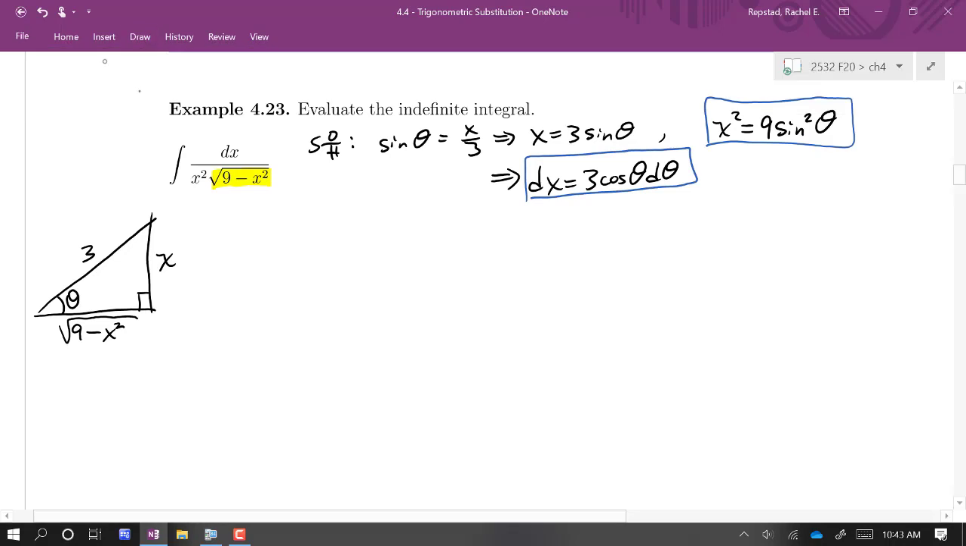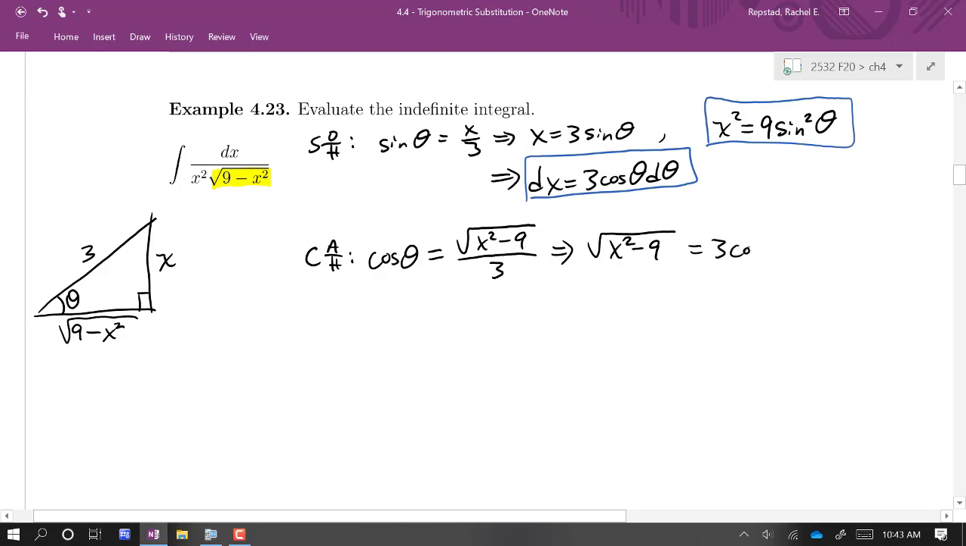Now I'm going to get a substitution for the radical itself, and to do that I'm going to use the cosine part. I'm using the cosine part because that'll get me an expression for the radical and the constant, and that'll be a lot easier than having an expression with the radical and x. So the cosine part gives me cosine theta equals the radical over 3, and so the radical is equal to 3 cosine theta. So there's my last thing that I need in order to make my substitution.